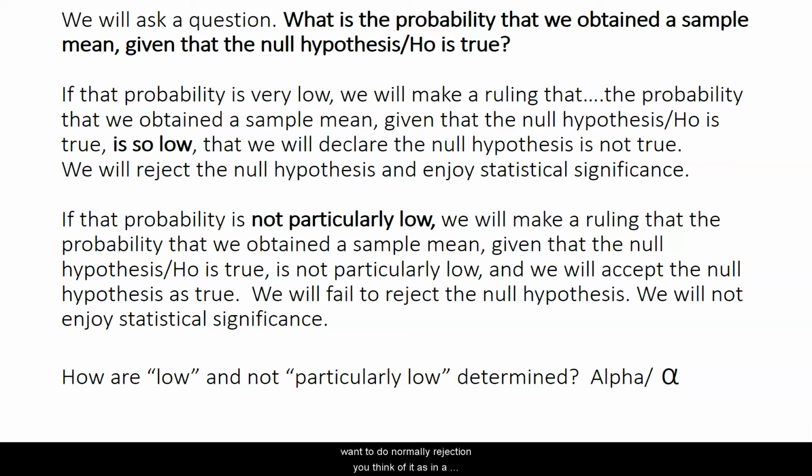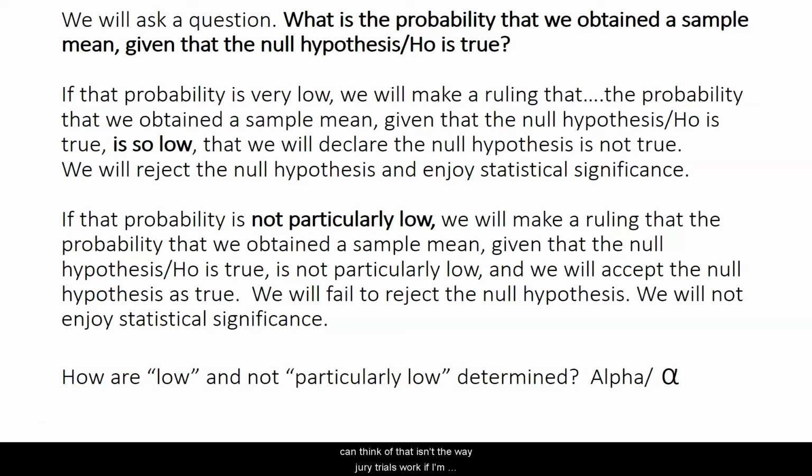Normally, rejection, you think of it as in a romantic context or something like that. And rejection hurts, and that's why we have country music. In this case, we're rejecting the idea that it had no effect. And I want to reject that idea, that my independent variable had no effect. And that's what we know as statistical significance. So what's the probability that we obtained a sample mean given that the null hypothesis is true? If that probability is low, we're going to make a rash statement. And the rash statement is that the null hypothesis isn't true.